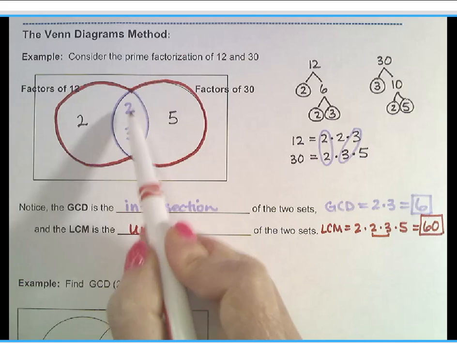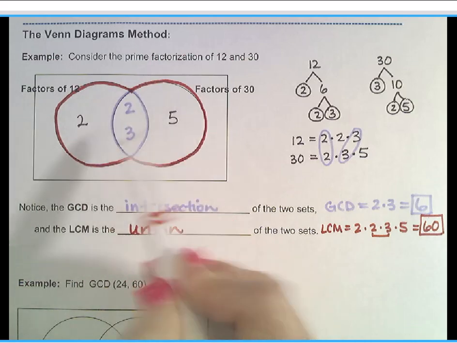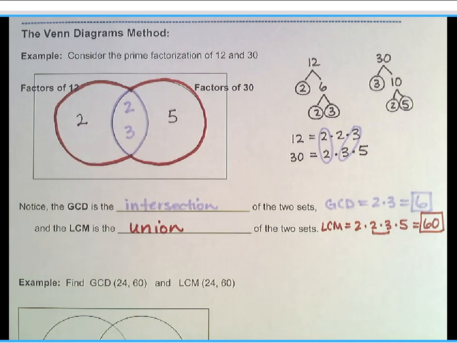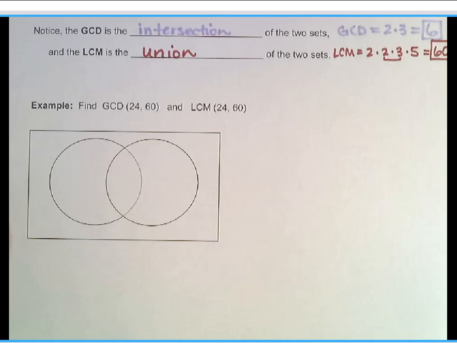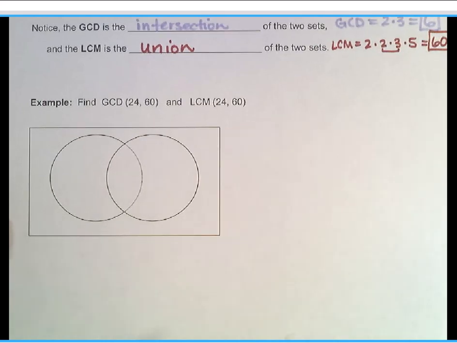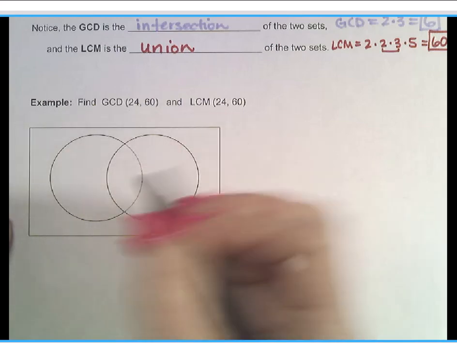So the LCM is the union, the GCD is just the intersection. And so this ties this back to the previous chapter when we talked about Venn diagrams. You need to know how to do one of these for sure. So let's try another example. We're going to do the GCD of 24 and 60 and the LCM of 24 and 60. So those are our two numbers, 24 and 60.